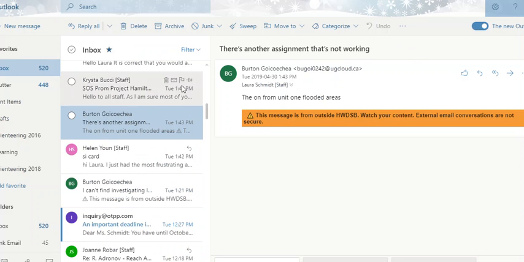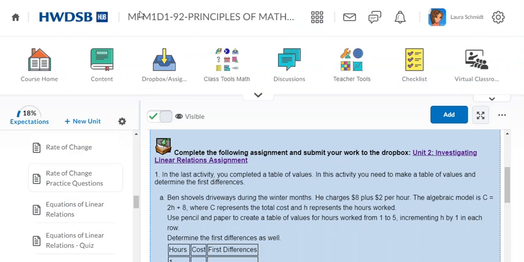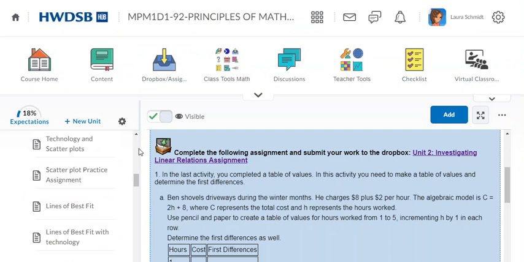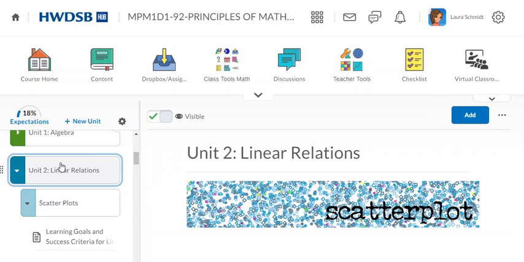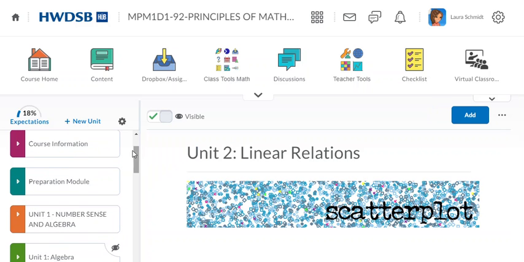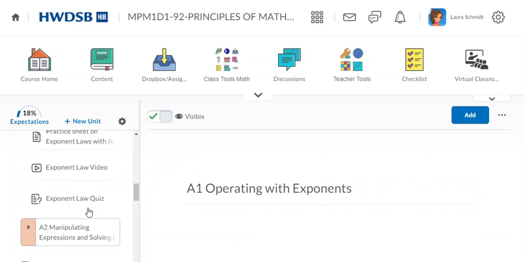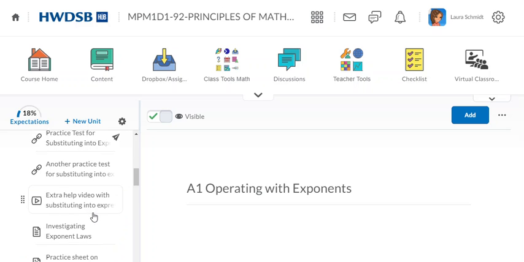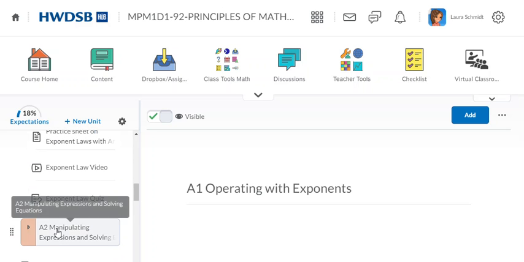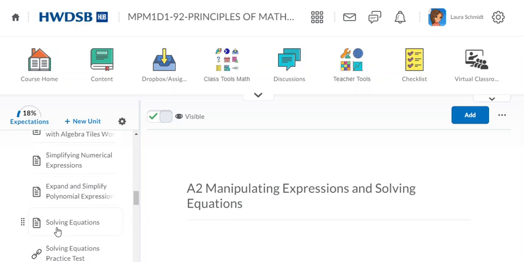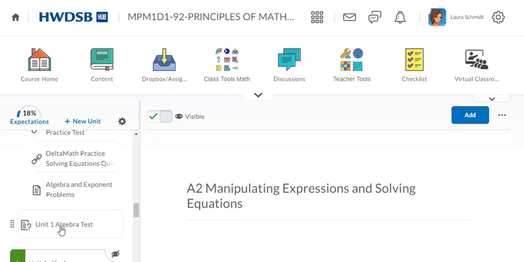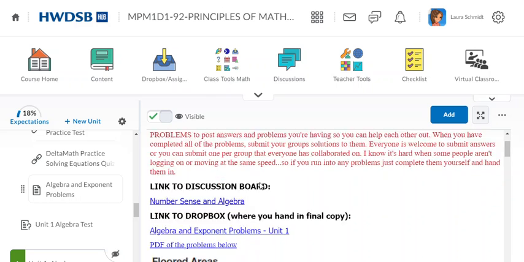And there's another assignment that's not working. The one from Unit 1, floored areas. Or flooded. Okay, I can't read. Flooded areas. Okay, so let's check that. Unit 1. I'm thinking that's the group problems. I don't know what flooded areas is, but if I had to guess, I would say it's the group problems. Let's check if that's what it is.